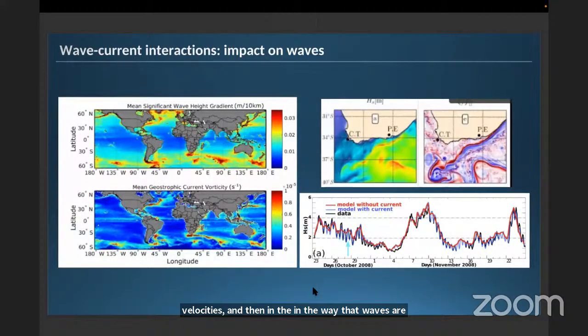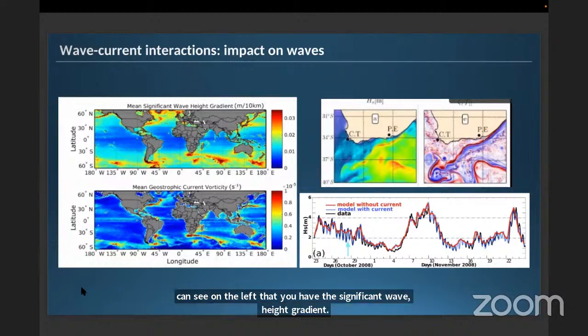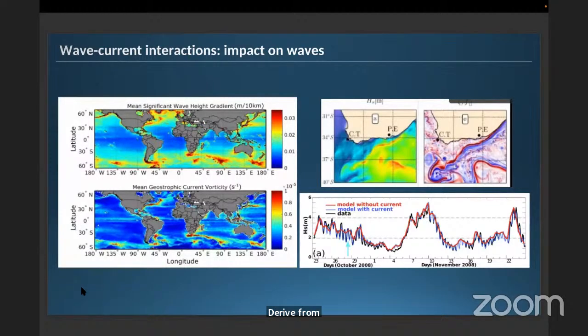So here are some illustrations of that. You can see on the left the significant wave height gradient derived from satellite observation. And underneath, you have the mean geostrophic current vorticity. And you can see that these two maps are very comparable. So definitely, we have a strong impact of the currents on the wave height. And on the right-hand side, it's a zoom on the Agulhas retroflection current, and you can also see that there is a clear pattern of the significant wave heights that is really strongly correlated with the pattern of the current vorticity.